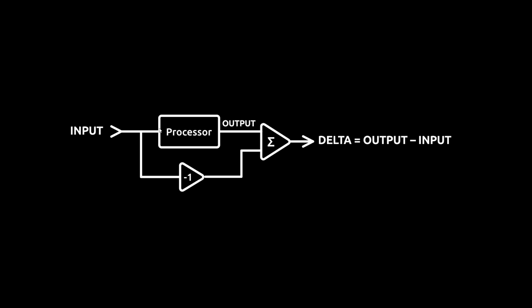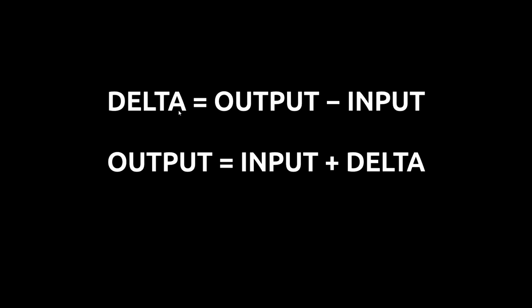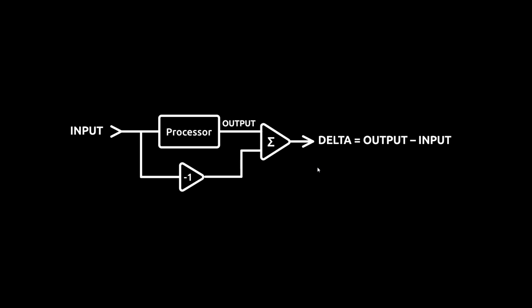So if we have a processor, like for example a saturator, then we have an input to that processor and we have an output. And if we take the output and subtract the input, then we get the delta signal. So here I'm taking the input signal, polarity inverting it, and adding it together with the output. Then we get the difference between the output and the input, and that is the delta signal. So the delta signal contains only what the processor added or changed. So the output from the processor is the same as the input plus the delta signal. And this is what we can see in this diagram.